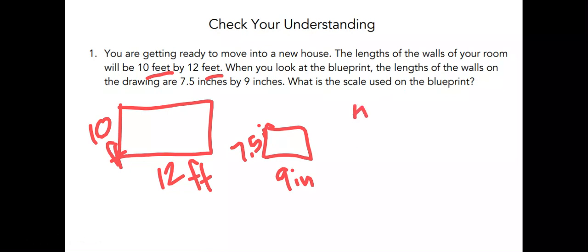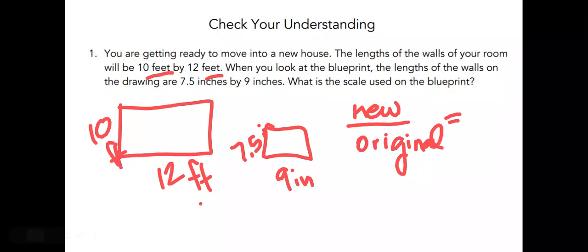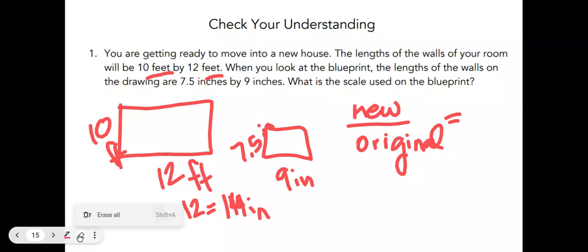All right, to find the scale factor, we just do one of the sides, new divided by the original. So you pick a side you want, but we have to be careful. This is feet, this is inches. We better do some converting. It's a lot easier to convert feet into inches. Then we get big numbers, which is fine. So how many inches are in a foot? 12. So 12 inches times 12 feet equals 144 inches. That's kind of hard to see. Let me try that again.